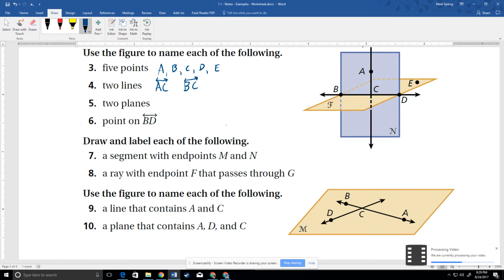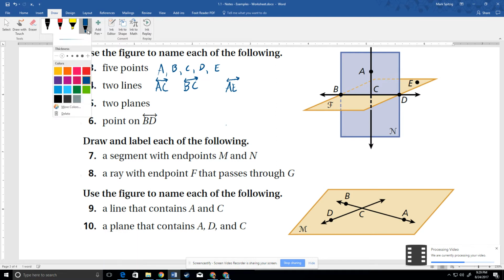And then, of course, we could pick any 2 points. Like even AE would technically be a line, right? We could name line AE. So there's a lot of different ways. Even if they're not drawn and we have 2 points, we can always make a line. 2 points always form a line or can have a line between them.